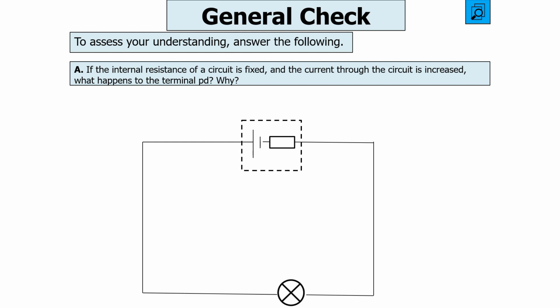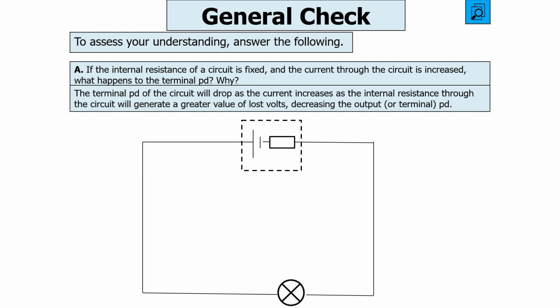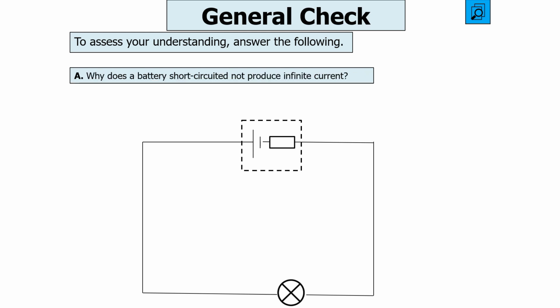So pause the video now, then unpause the video when you want to go through your answer. The terminal PD of the circuit will drop as the current increases, as the internal resistance through the circuit will generate a greater value of lost volts, so it will decrease the output or terminal potential difference of the circuit. Our next question says, why does a battery short-circuited not produce infinite current?